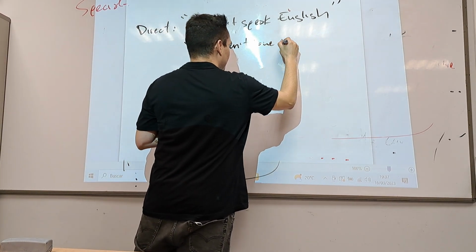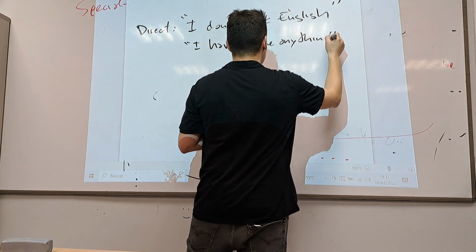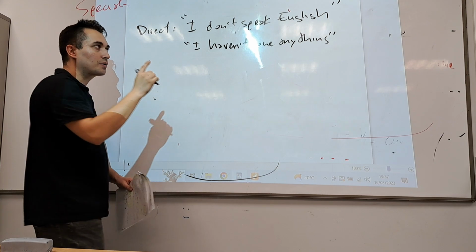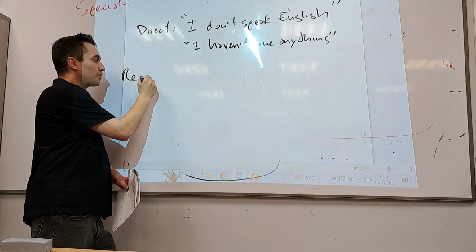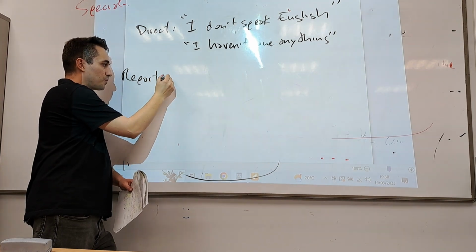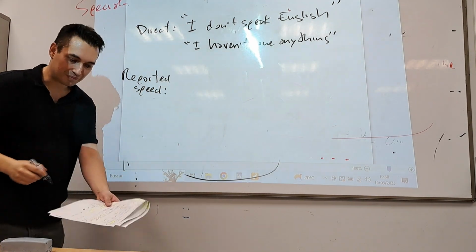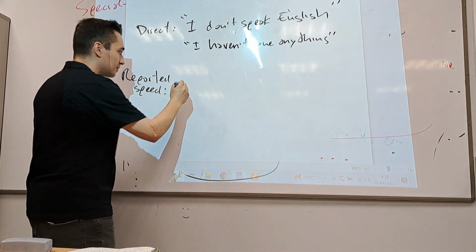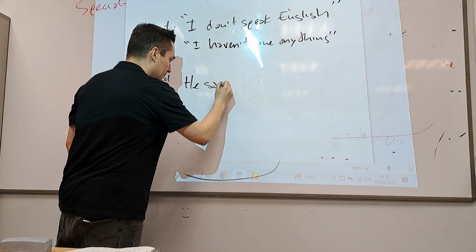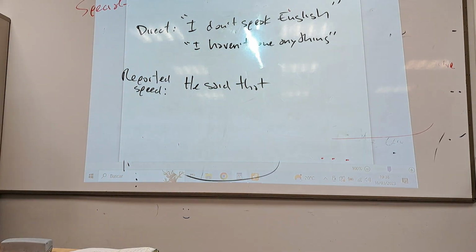I haven't done anything. Maybe he only knows these sentences. I don't speak English, I haven't done anything. Imagine, in any country. And then you have to report it. Reported speech. Can you give it to me in reported speech? He didn't speak English. Anybody? Volunteer? Reported speech, please.